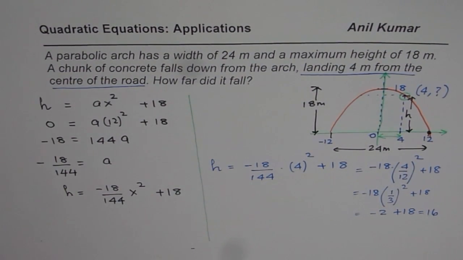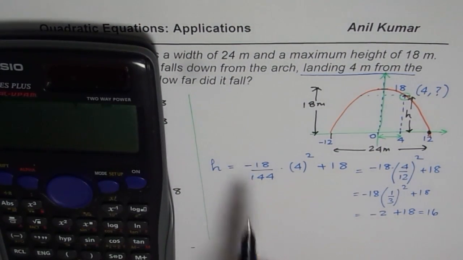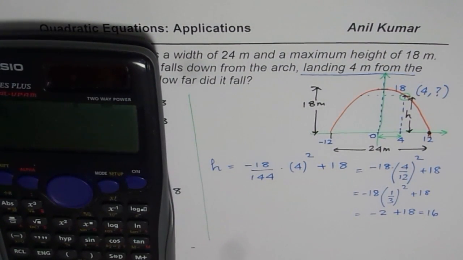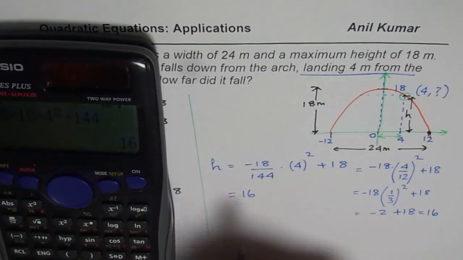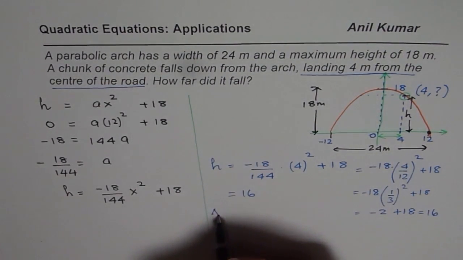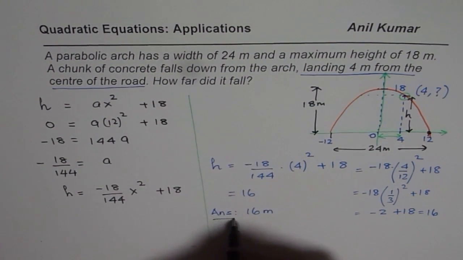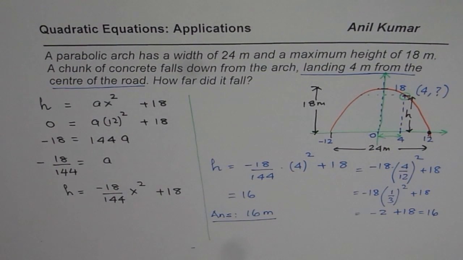Anyway, you should use a calculator wherever convenient. So we have 18 minus 18 times 4 squared divided by 144 equals 16. So you could do that, no problems, right? 16. And don't forget to write units. When you write the answer, say height will be 16 meters. So that is very important to mention.